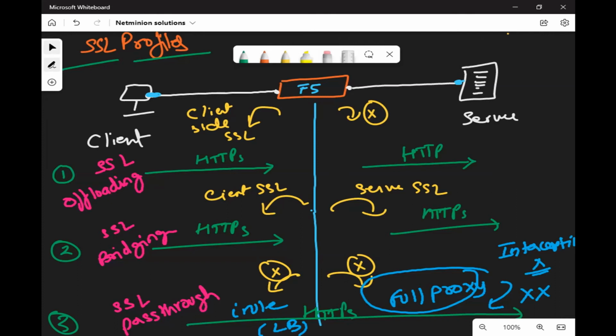So are these 3 profiles clear to you? Yes. SSL offloading is HTTPS on the client side, HTTP on the server side. Bridging is both client SSL and server side SSL. Pass through is no proxy. There's no client SSL or server SSL. It's just passing through without any proxy. So your first topic is complete. If you want to understand something, you can ask.